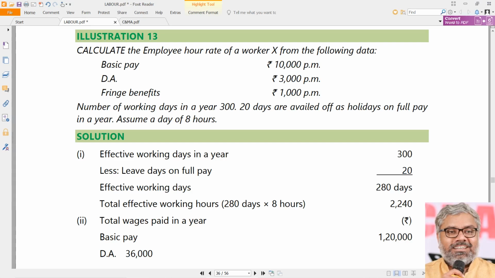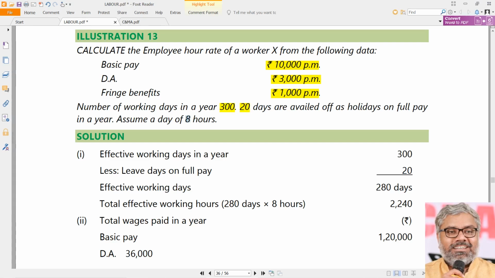They may be monetary or non-monetary, but in general the money benefit does not come directly to the employee. It will effectively come to the employee, but not in the form of money. So those are all fringe benefits. Whatever it is, it doesn't matter. Definitely, these are all costs to the company. And the number of working days in a year is 300, and 20 days are availed as holidays on full pay in a year.